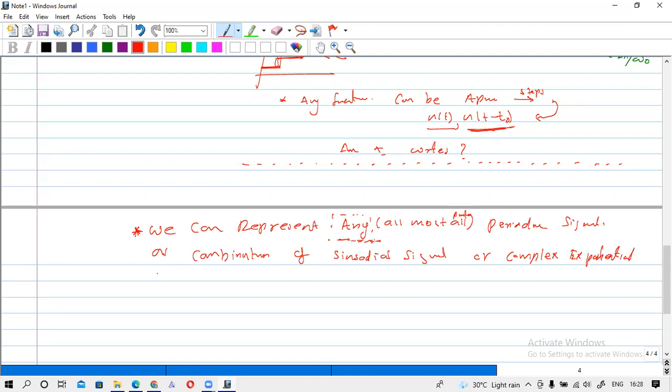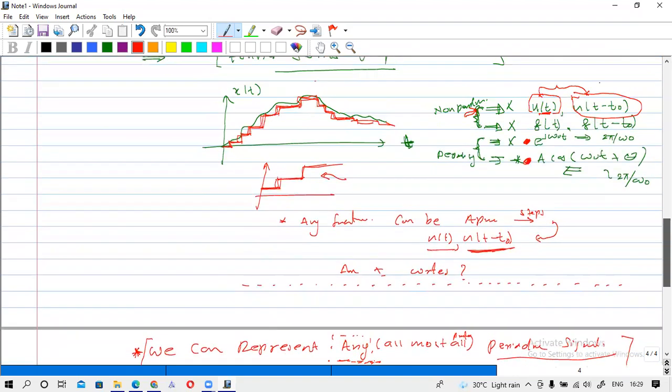Exponential signal. Okay, so read this statement again by yourself. We can represent any signal, okay, this is not 100% correct, but at this stage you can use this. We can represent any periodic signal as a combination of sinusoidal signals or complex exponential signals, like this.